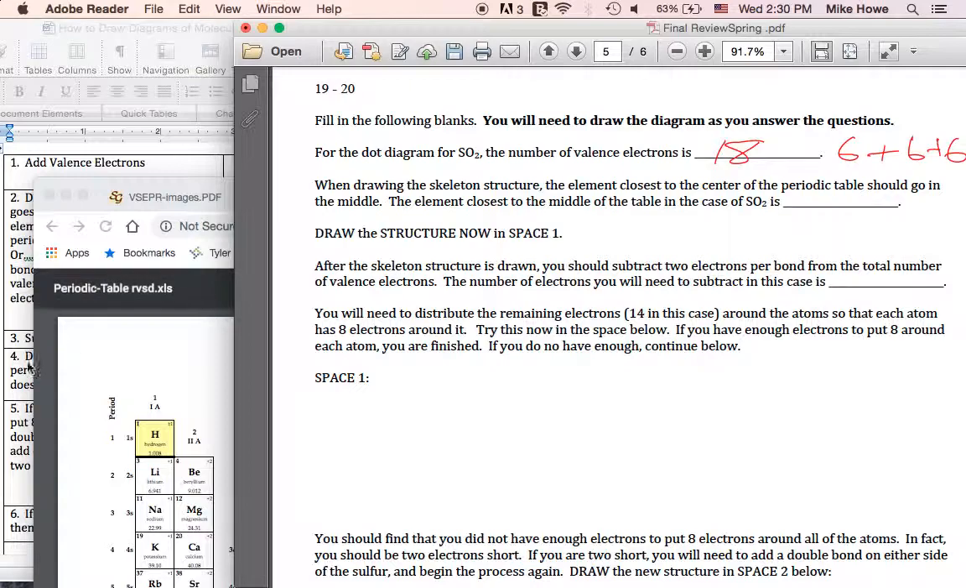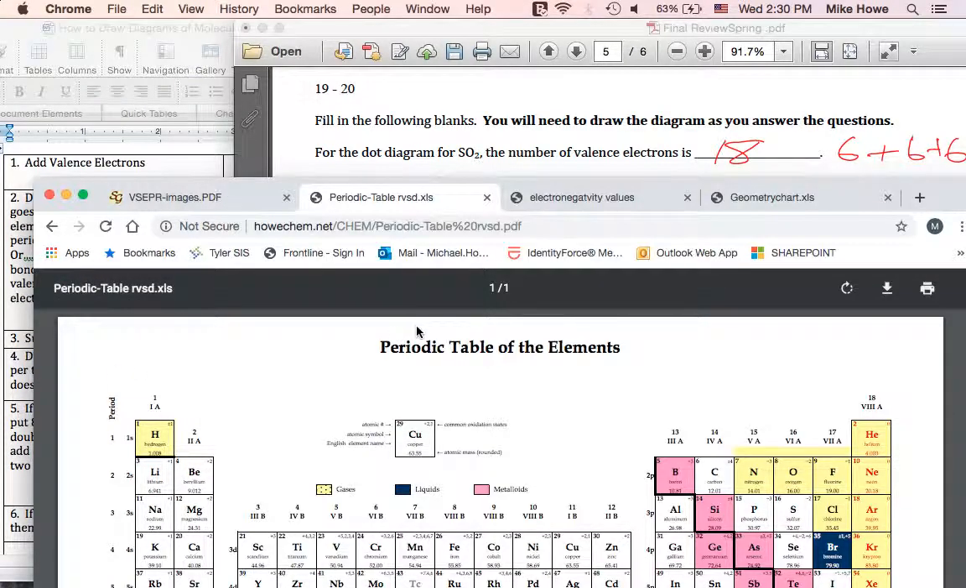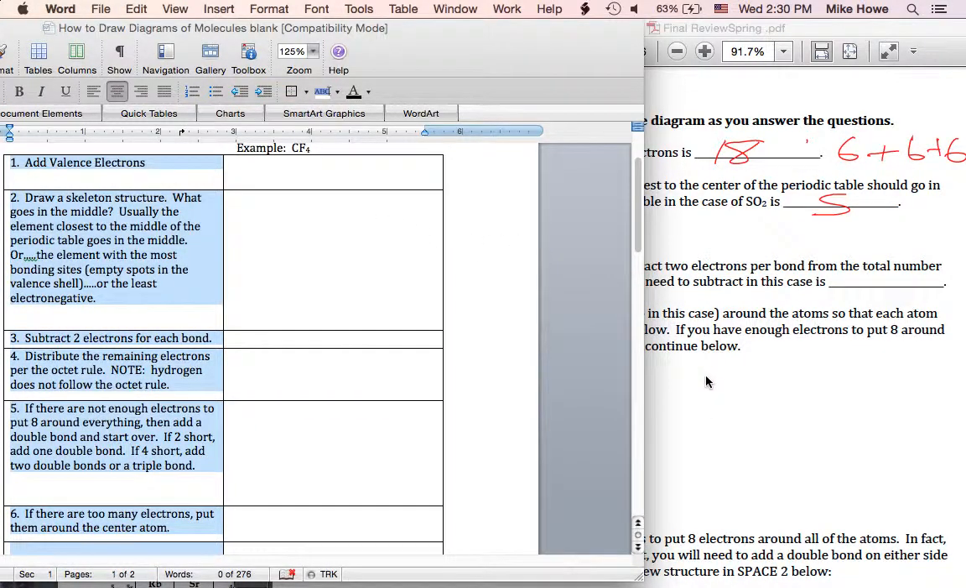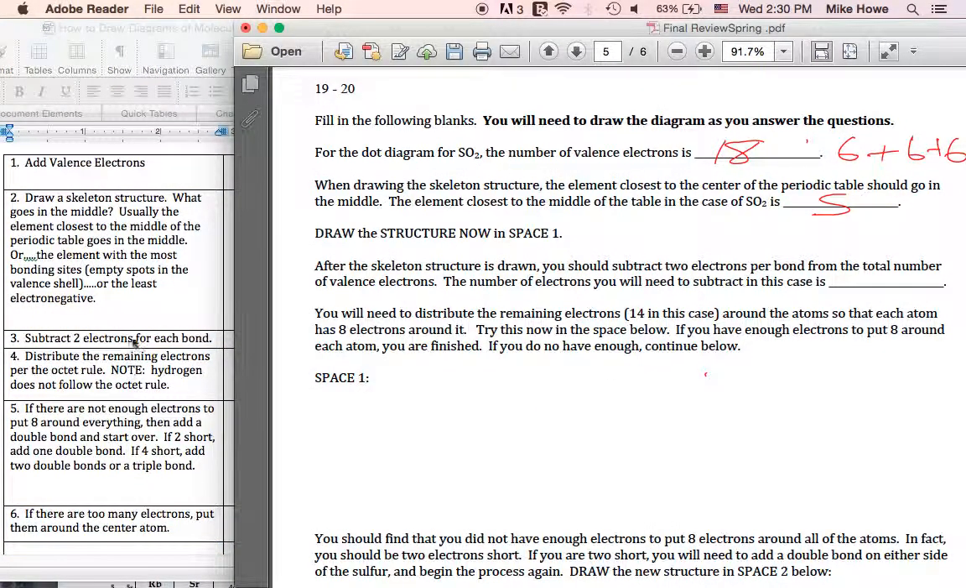Now if you go back to the periodic table, you can see that the element that's closer to the middle between sulfur and oxygen is sulfur. So the element close to the middle is sulfur. Now the next thing you need to do is draw the skeleton structure. You'll notice I have this little sheet over here in the background. This was what I used to teach you how to do it when we were doing notes.